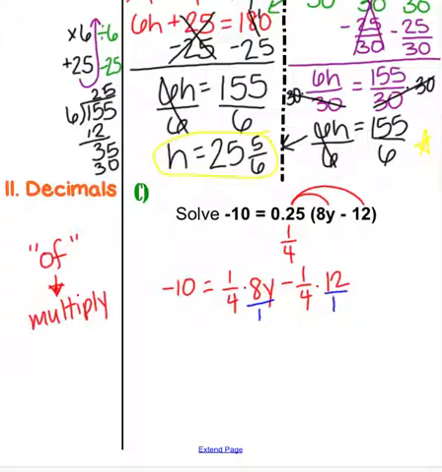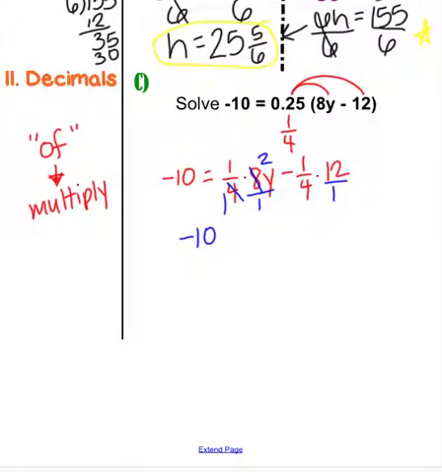So when I do that, I see that 4 and 8 have a common factor of 4. 4 divided by 4 is 1. 8 divided by 4 is 2. So that leaves me with -10, I'm going to extend the page here, equal to 2y minus, and then I see 1/4 of 12. 12 and 4 have a common factor of 4. 4 divided by 4 is 1. 12 divided by 4 is 3. Then I have 1 times 3, which is 3. So now I have -10 equals 2y minus 3.